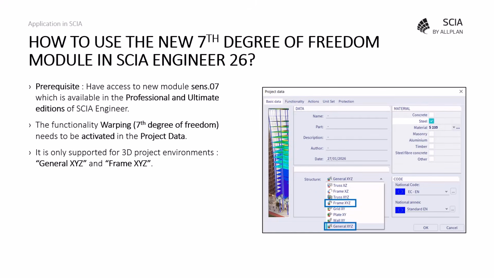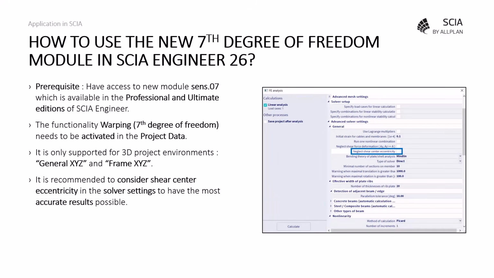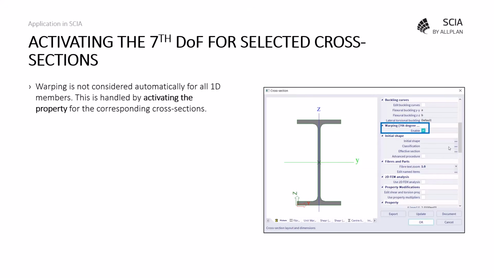And it is also important to work in the 3D environment. So it works with frame XYZ or general XYZ. It will not work with a 2D environment, for example. And finally, it is recommended to consider shear center eccentricity in the solver settings to have the most accurate results possible. By default, in the new versions of SCIA Engineer, this option is unchecked, so we do not neglect shear center of eccentricity. And then we need also to make sure it is activated on the cross sections level.